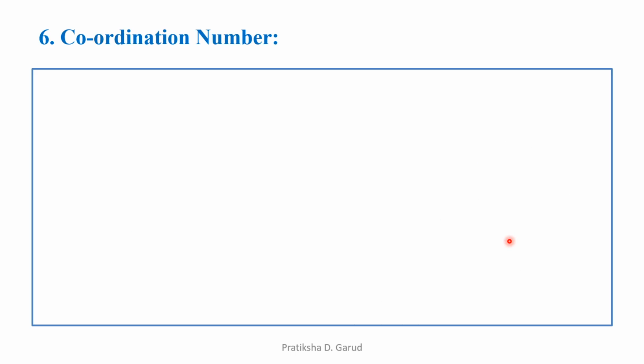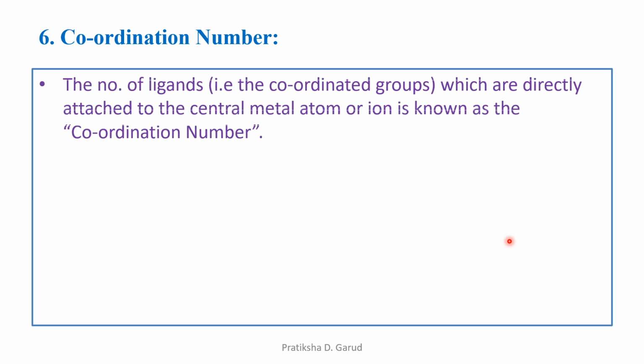Then the next term that we have to study is the coordination number, right? So what do we mean by coordination number? The number of ligands, or what we can say the coordinating groups, which are directly attached to the central metal atom or the ion is known as the coordination number. So how many ligands, or coordinating groups, are attached to this central metal atom or ion determines the coordination number.